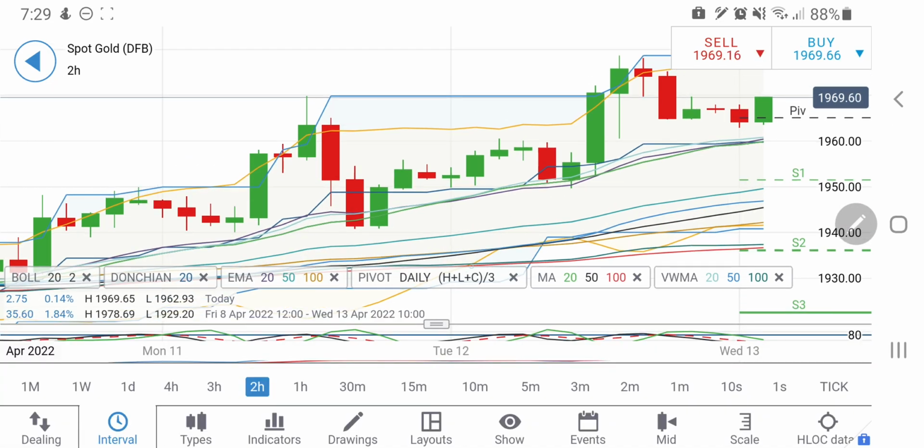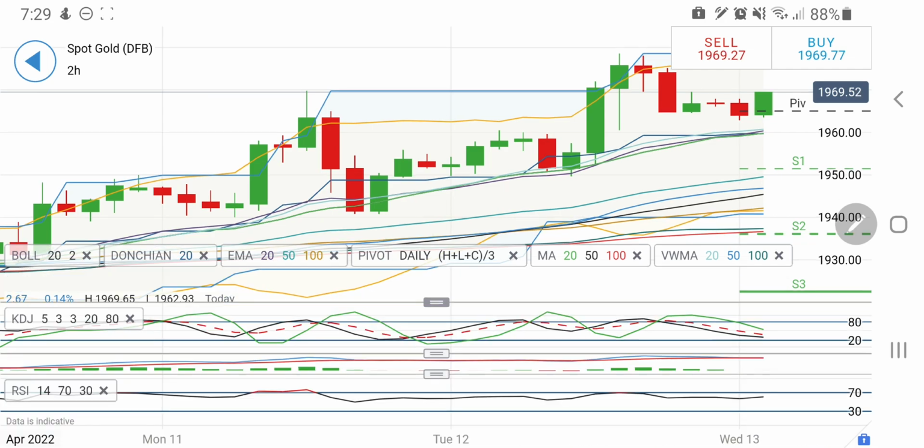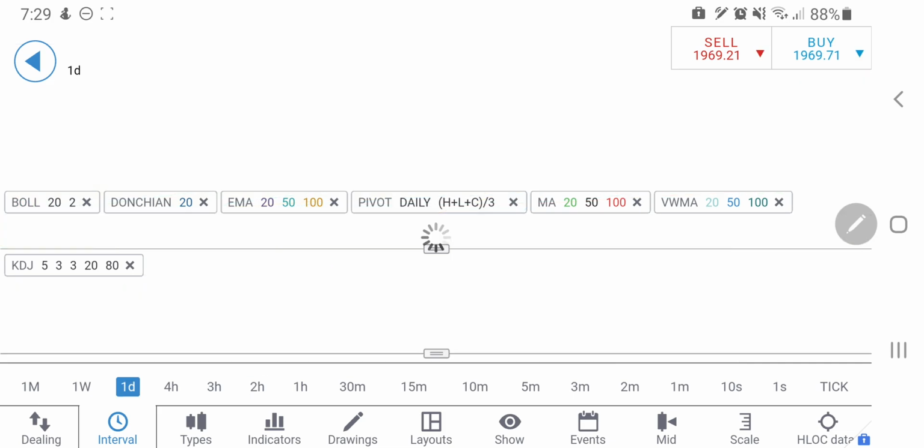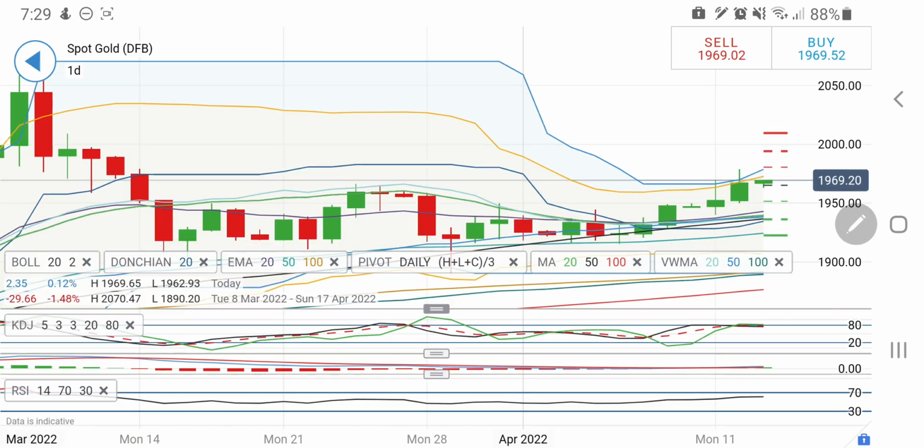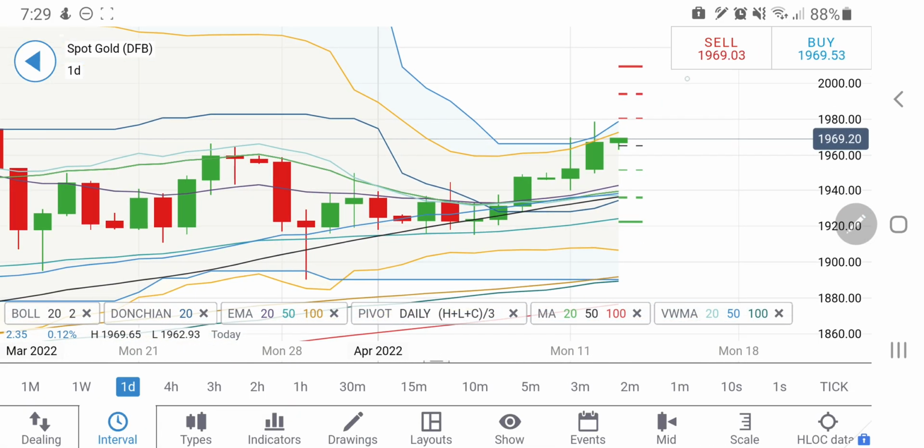Similarly on the 2-hour chart, it has taken a base at 1965 now, and till the time it remains above the 1965 and 1960 zone, we can expect higher highs on the cards for gold. Now looking at the daily charts, it is trading again above the 20-50-100 moving average, but my worry point is it is at the top of the Bollinger Bands and still has some cushion to rise till 1980 levels. So till the time it remains above 1965, we can expect it to hit 1980 levels.